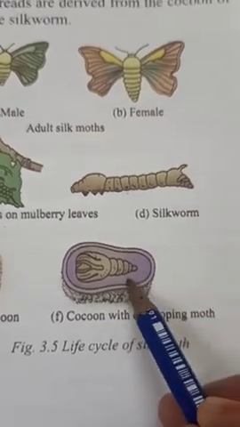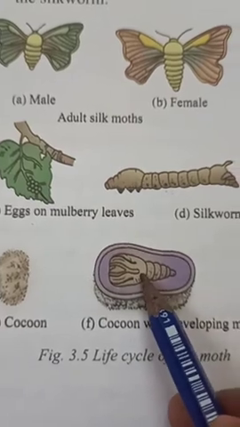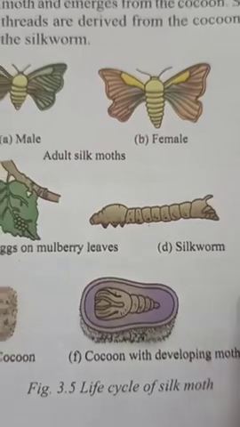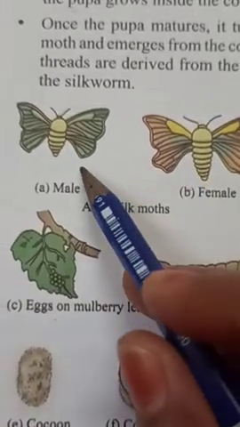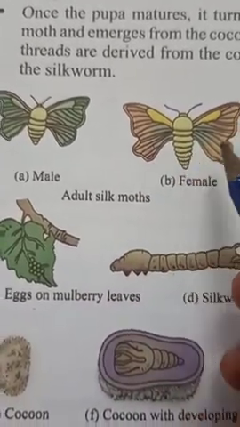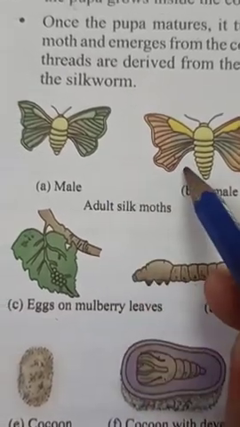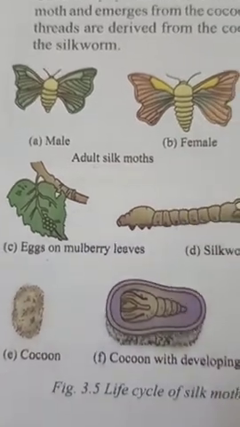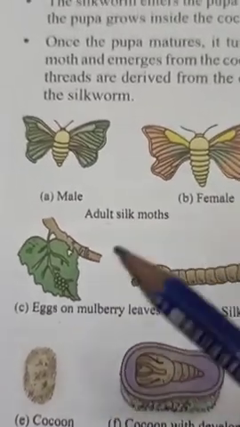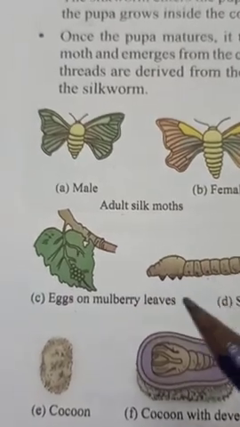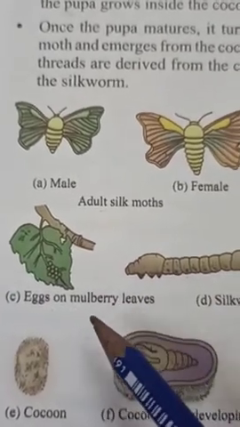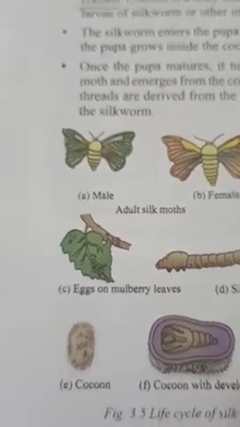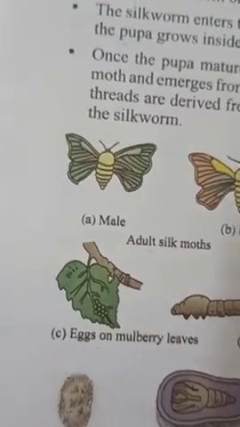So this is the pupa stage, and from the pupa stage again it will grow into either male or female, meaning the adult form, the adult silkworm moth. In this way it completes its life cycle on the mulberry trees or mulberry leaves. So children, this is all about the life cycle of the silk moth.